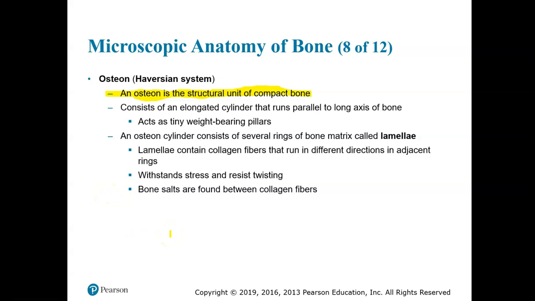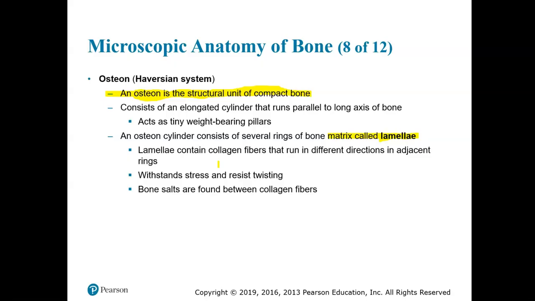So an osteon is like a cylinder, kind of like a straw, but it's not completely hollow on the inside. It does have a hole that runs through it for blood vessels, and it runs parallel to the long axis of bone. Just picture if you had 4 or 5 drinking straws in your hand and you were holding them. That's kind of how osteons are arranged. An osteon cylinder consists of several rings of bone matrix called lamellae. Those are the layers of bone tissue.